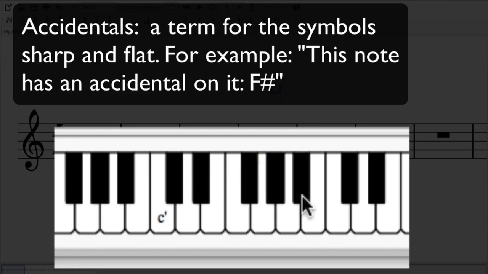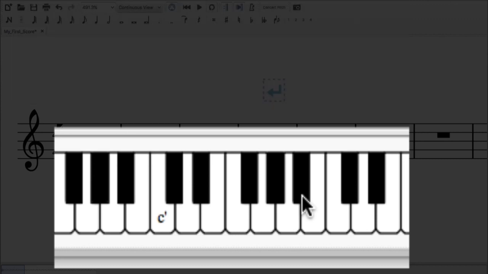Now, why is there two names? Why would they do that to us? There's a good reason for it, and it has to do with keys. So if you're in a certain key, you might want to use flats. And if you're in another key, you might want to use sharps. It depends on how the key is set up. And we're going to talk a lot more about that later.